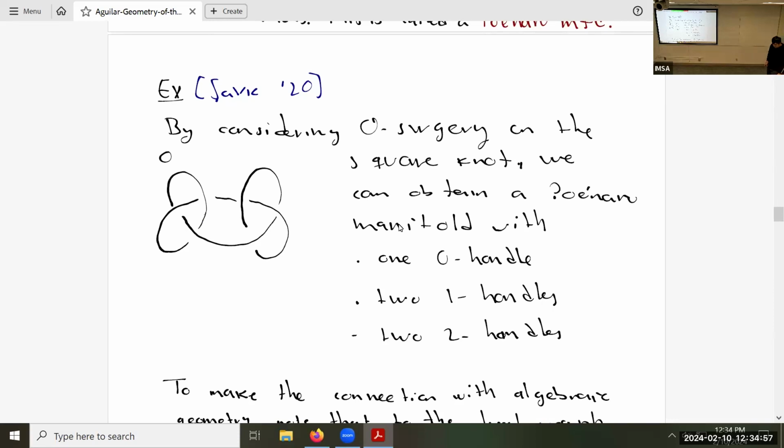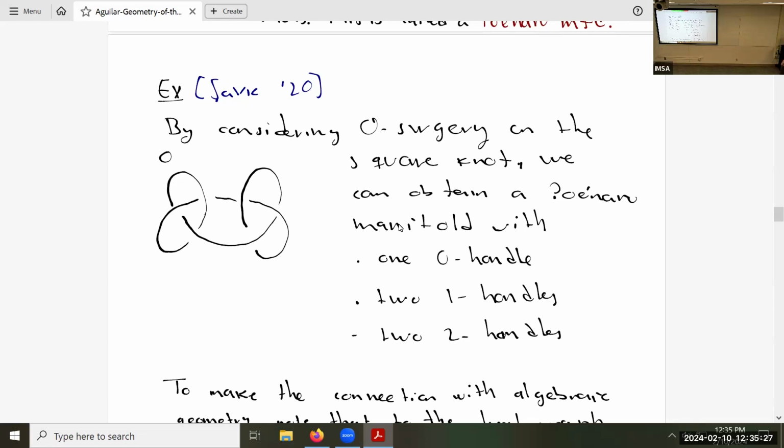The example that Şavk, or even Poincaré himself, constructed was that you can make a zero surgery in something called a square knot, and then one can do a -1 surgery in the three manifold obtained, and you will obtain some homology sphere that bounds some contractible manifold. And you will obtain something with 1 0 handle, 2 1 handles, and 2 2 handles.